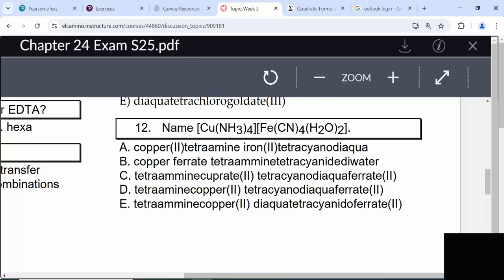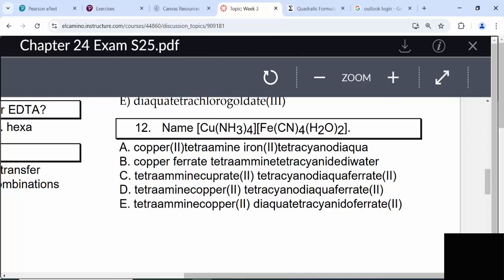Yeah. Tetraamminecopper(II), not cuprate, we can eliminate that. And these are clearly wrong, the ligands come first, so it's there. And so we have a choice here. It's either tetracyanodiaquaferrate(II) or diaquatetracyanidoferrate(II). So what do we do when we name it?